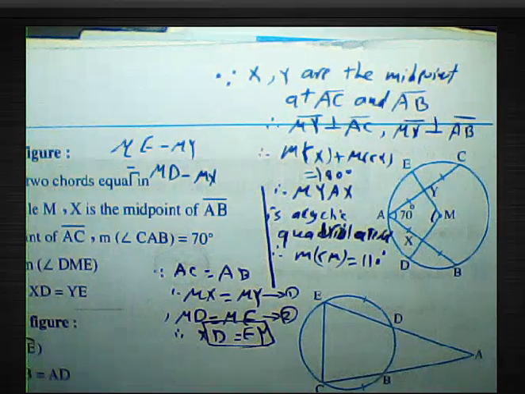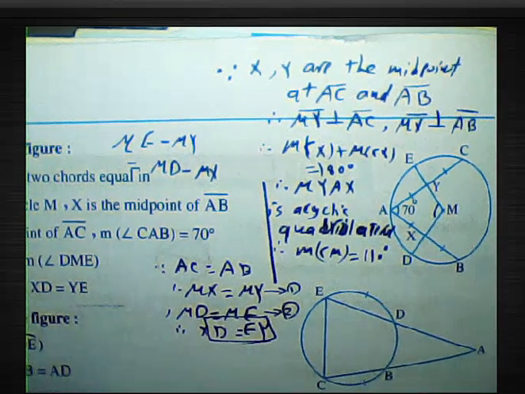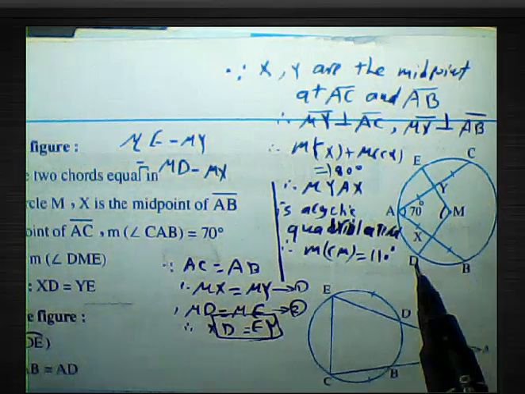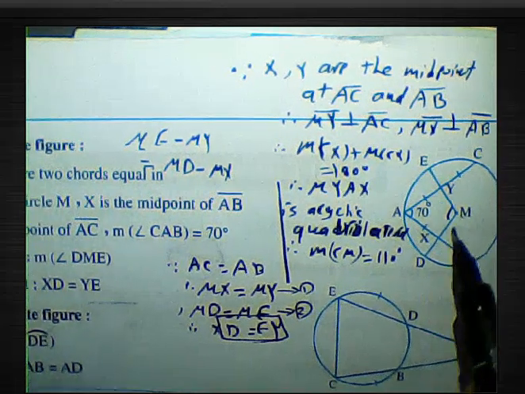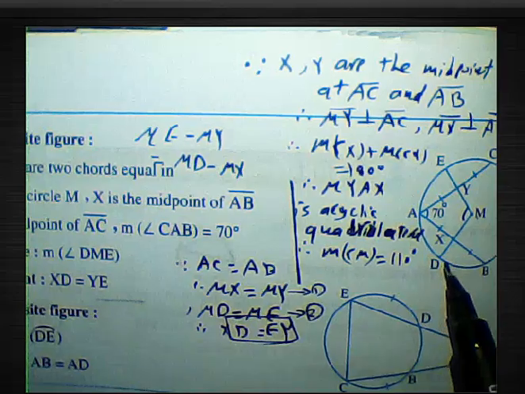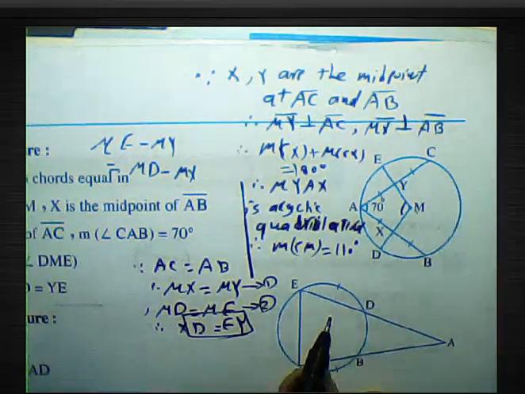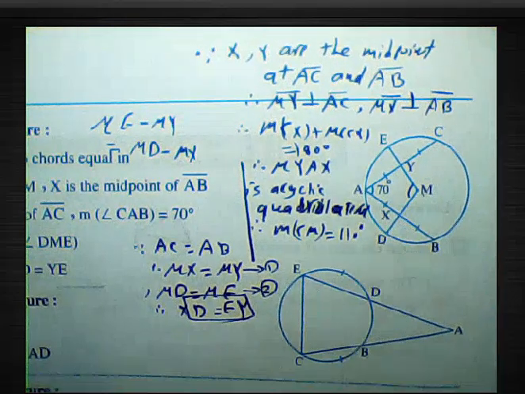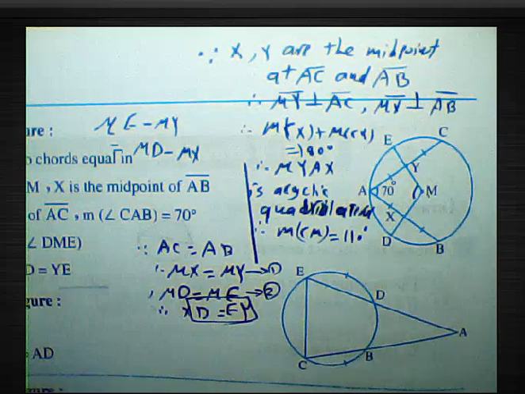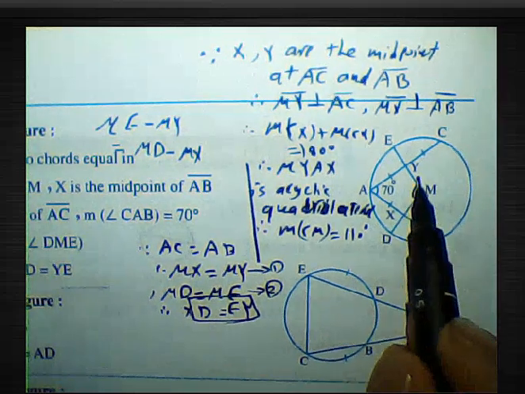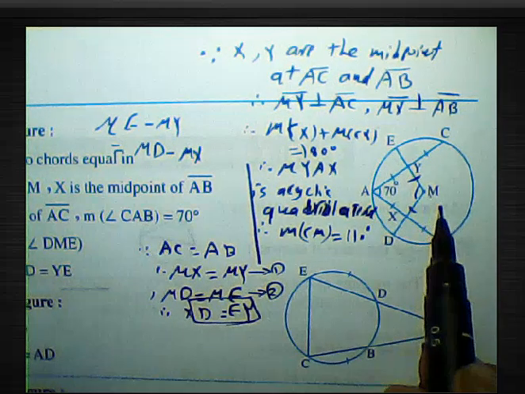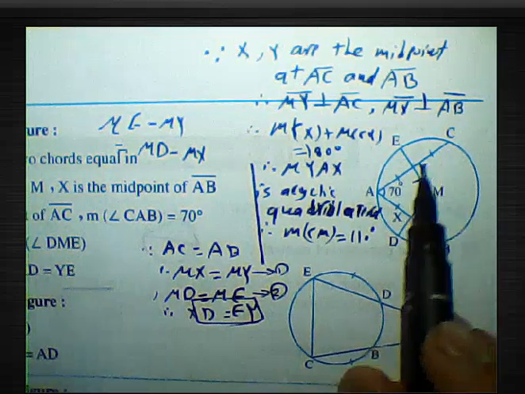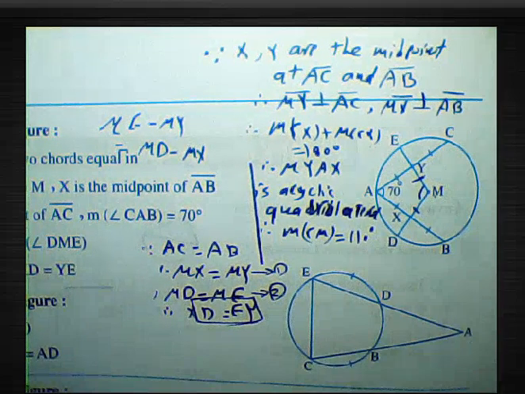Again, we have ME equal MD because ME and MD are radii in the circle, and MY equal MX by the distance between two equal chords in the circle.